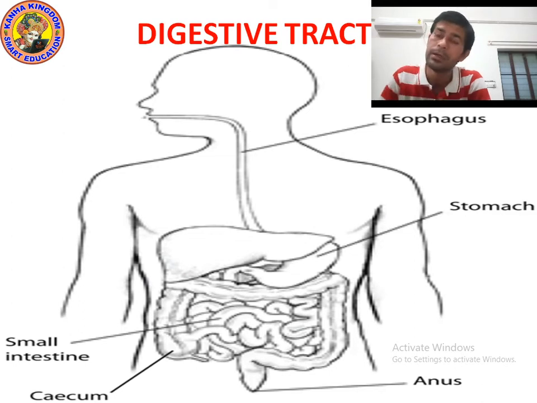But remember, I will not use the word release. Later I will use the word secrete. Okay, secrete is actually the correct word. Now let's see the definition of digestion.